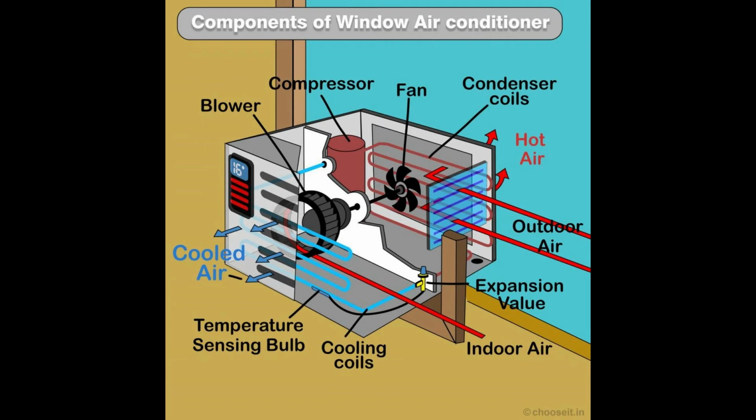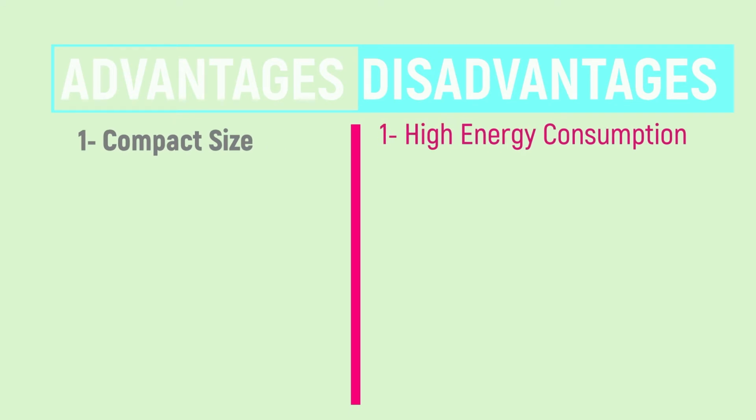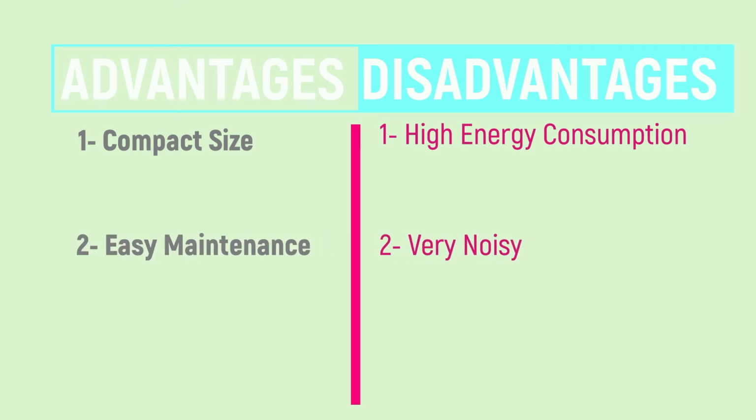We'll move on to the advantages and disadvantages of the window AC. So one advantage is that the window AC is compact in size, and the initial cost is quite cheap in comparison to the other types of AC. But the thing is, it consumes a lot of energy, so it's inefficient. The second advantage is that it's very easy to maintain. You only need to just remove the cover and everything's just there in one place. But one disadvantage would be that it's very noisy.